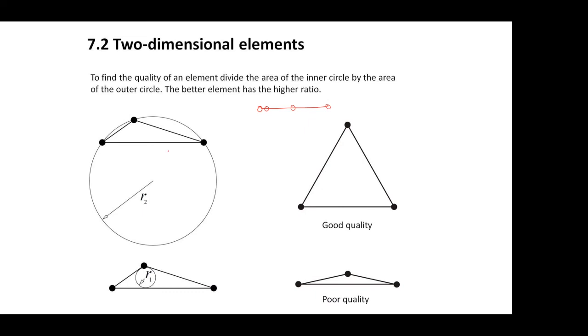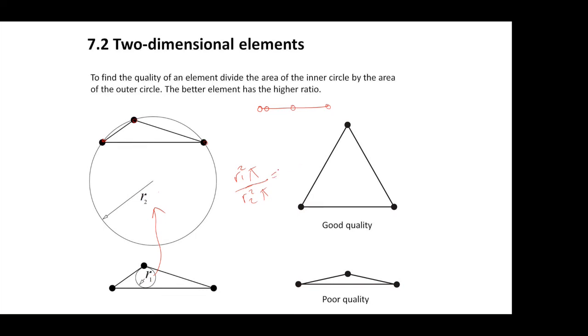So probably one way to check the quality of your elements is to use a circle. You use a circle to pass through the nodes, and then you use a circle that would touch the edges from the inside. And the area of these two circles, so it is basically (R1 divided by R2) squared. So it is the area of this circle divided by the area of this circle, and the number will need to be as large as possible.